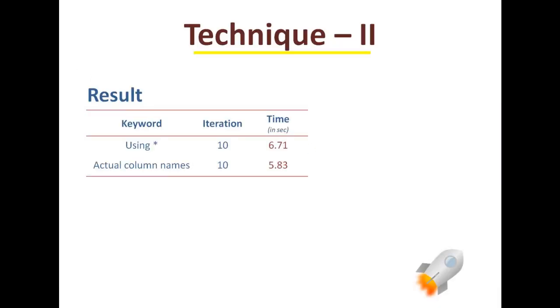So when we use the star in the select query and considering the iteration of 10 times, we saw that the time elapsed was 6.71 seconds. And when we replace the star with the actual column names and again run it 10 times, we saw the total time it took is 5.83 seconds. So if you see the difference, we have got a benefit of 0.88 seconds. That means when we mention the actual column names, the query completes 0.88 seconds earlier, considering 10 iterations.